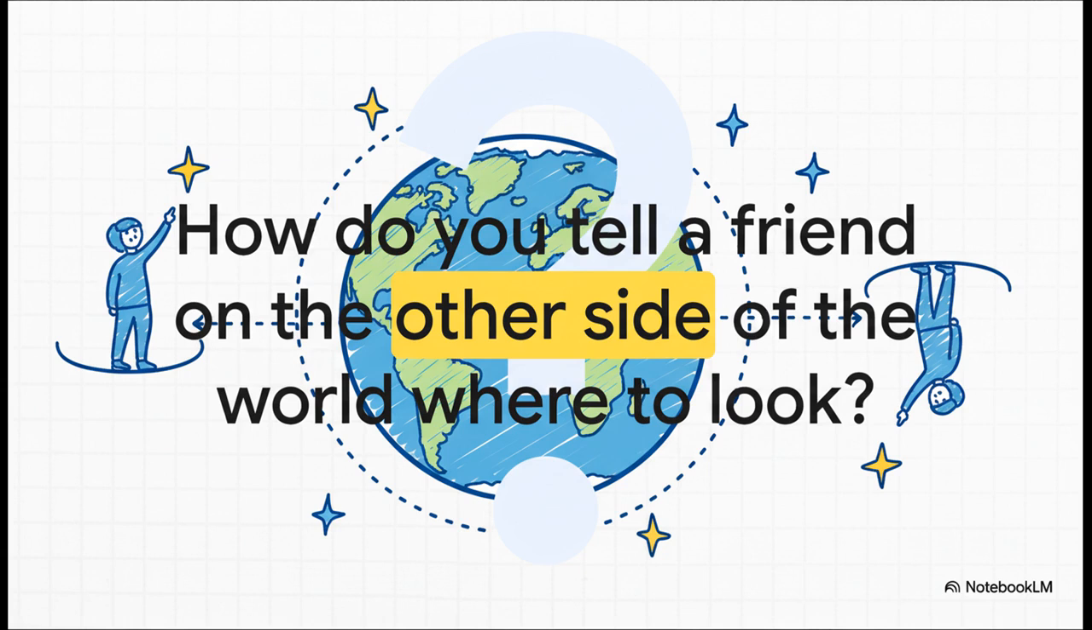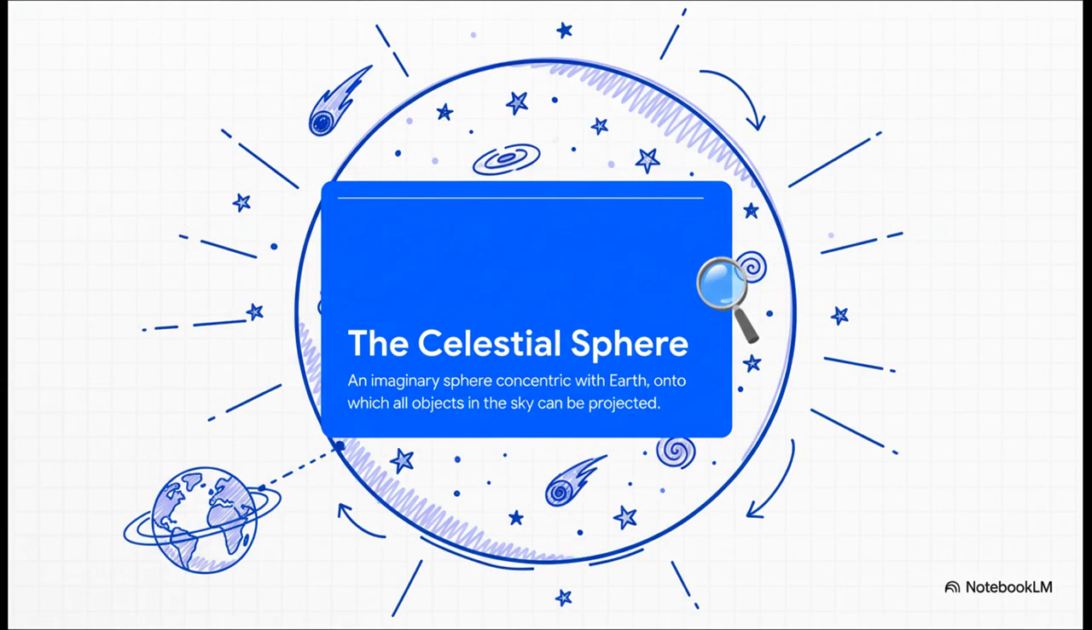We need something better. And the solution to this is one of the most brilliant ideas in astronomy, the celestial sphere. Just imagine that the Earth is inside a gigantic hollow ball, and all the stars are painted on the inside of that ball.